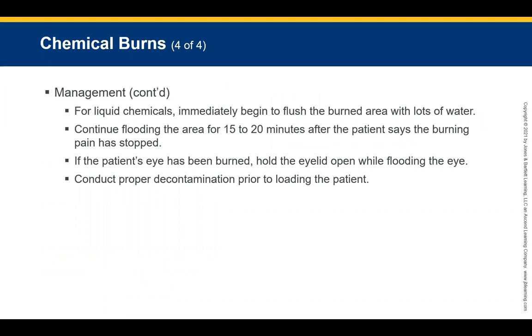For liquid, immediately begin to flush the burned area with large amounts of water. Continue flooding the area with gallons of water for 15 to 20 minutes after the patient says the burning pain has stopped. If the patient's eye has been burned, hold the eyelid open without applying any type of pressure. We don't want to put any kind of pressure on the eye. You're still going to flood the eye with lots of water, just trying to flush it out and keep it flushed out. As with any substance, once the fluid has become contaminated with the chemical, collect it and properly dispose of it. But the majority of the time, if that's where we're at, that's going to be somebody else's job as a hazmat responder.